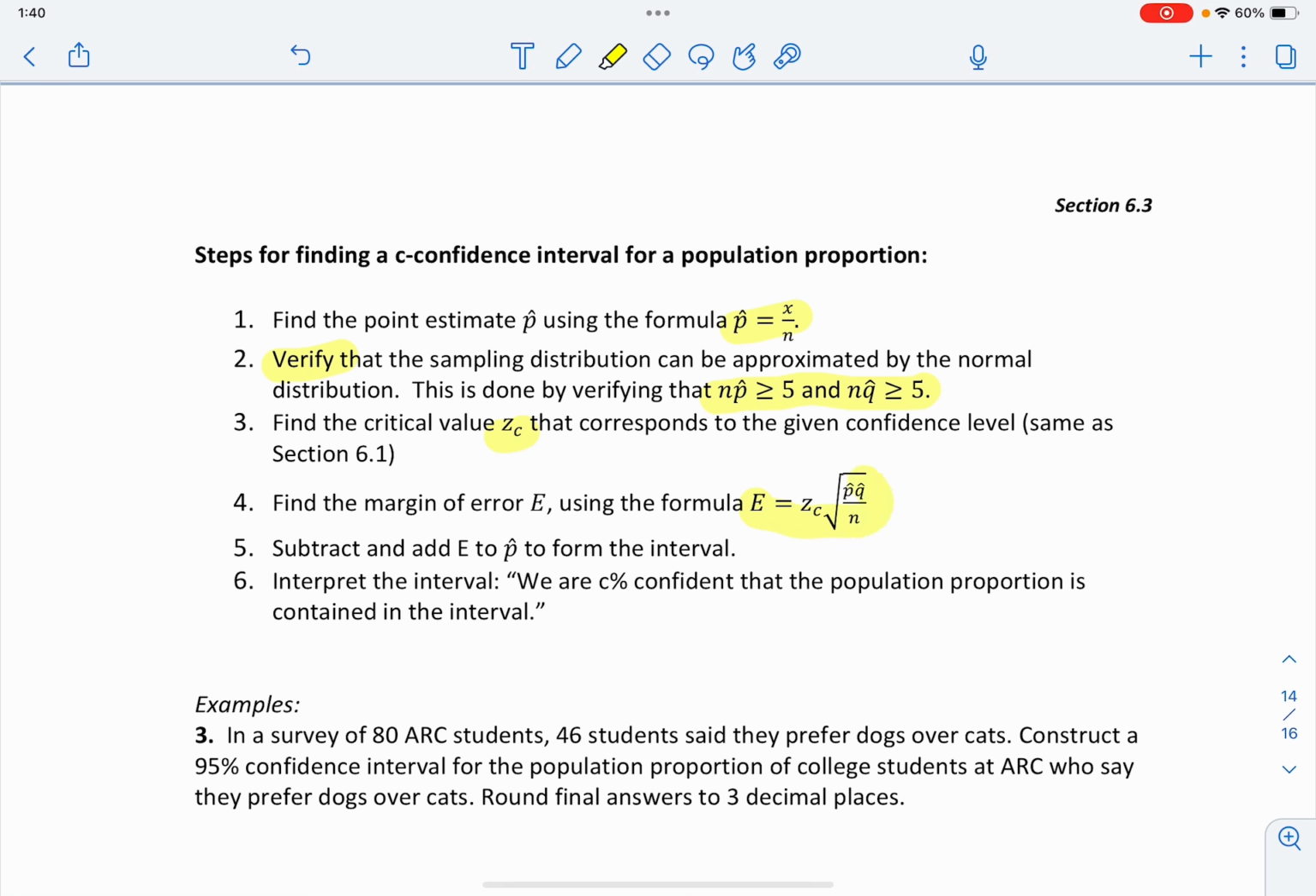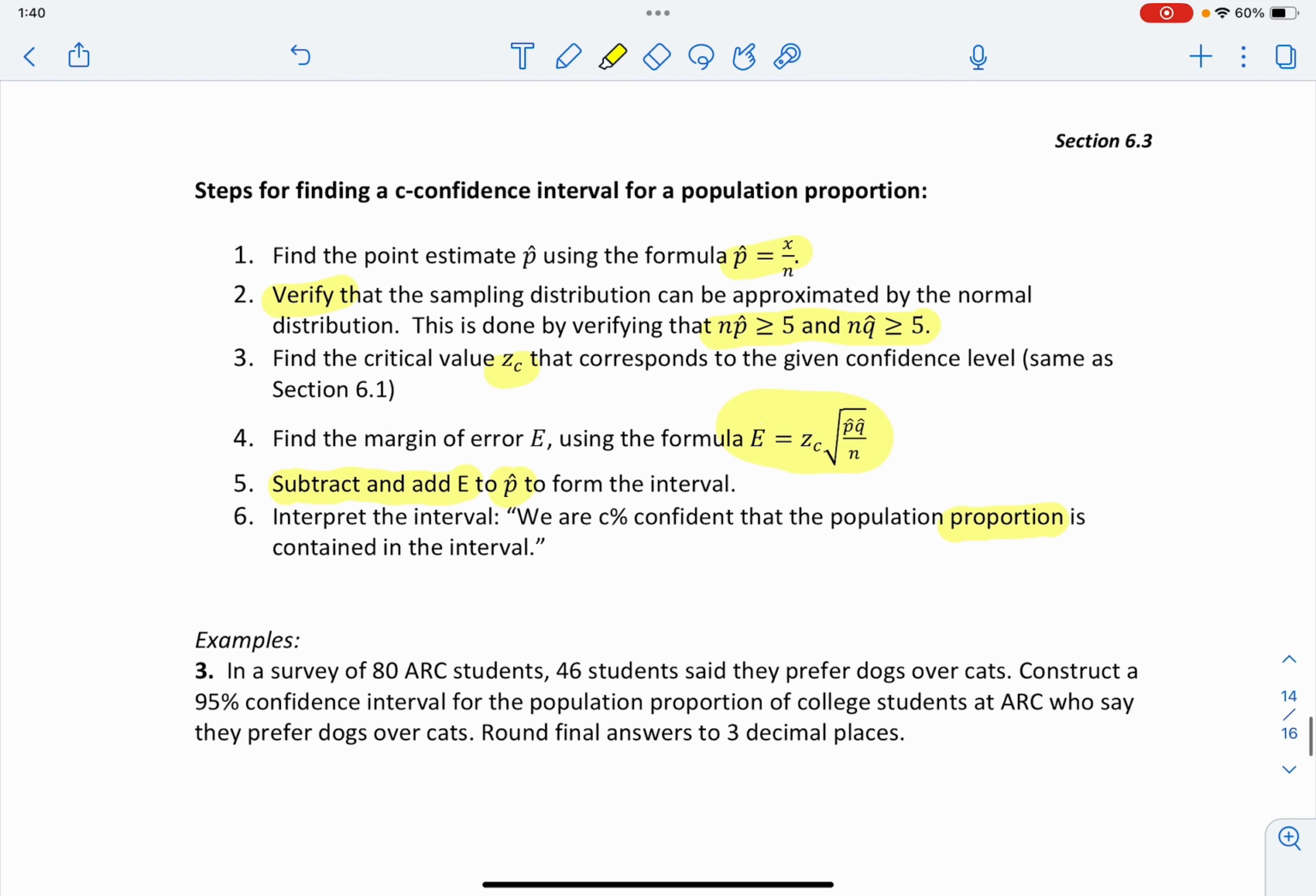Margin of error formula is the one new thing here, right? So we've got p hat, q hat, n. All right, so we know what all those things are. We'll be able to calculate that. And then still doing that same kind of thing, add and subtract to the sample statistic. Just in this case, it's p hat instead of x bar. And then interpretation just uses the word proportion instead of mean. But otherwise, let's give it a go.